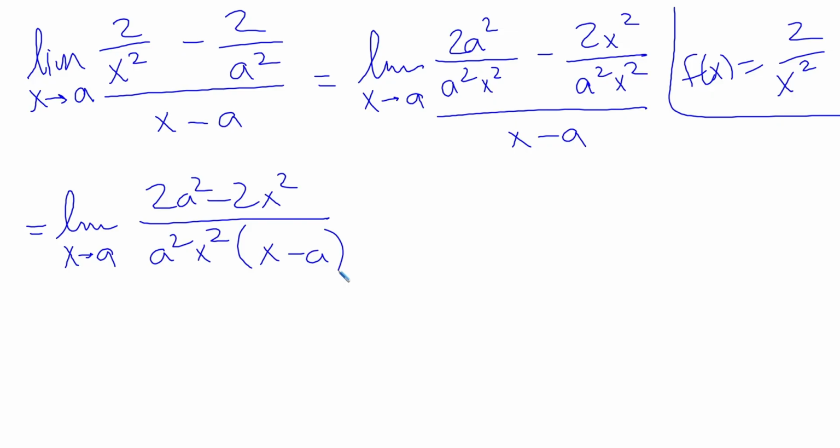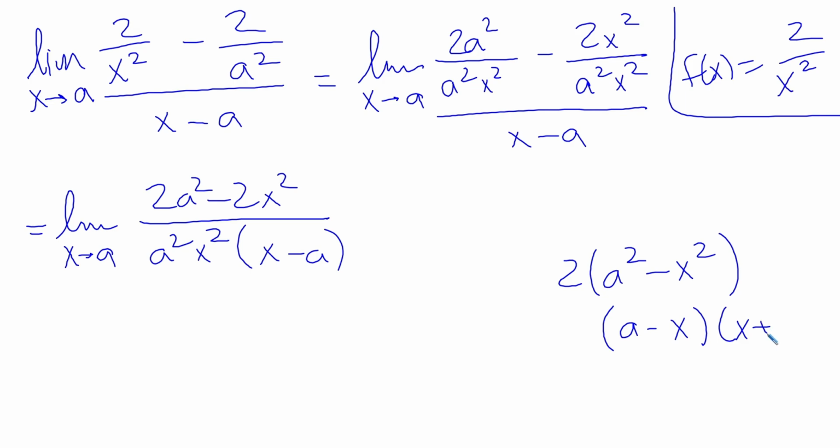And if we factor a 2 out of the numerator, we're going to see a squared minus x squared. Now I'm going to write this off to the side here. If I factor out that 2, I have 2 times a squared minus x squared, which we know is a difference of squares, which would become a minus x times a plus x. But we note that these two don't quite match up. So if we had x squared minus a squared in the numerator, let's think about that for a second.